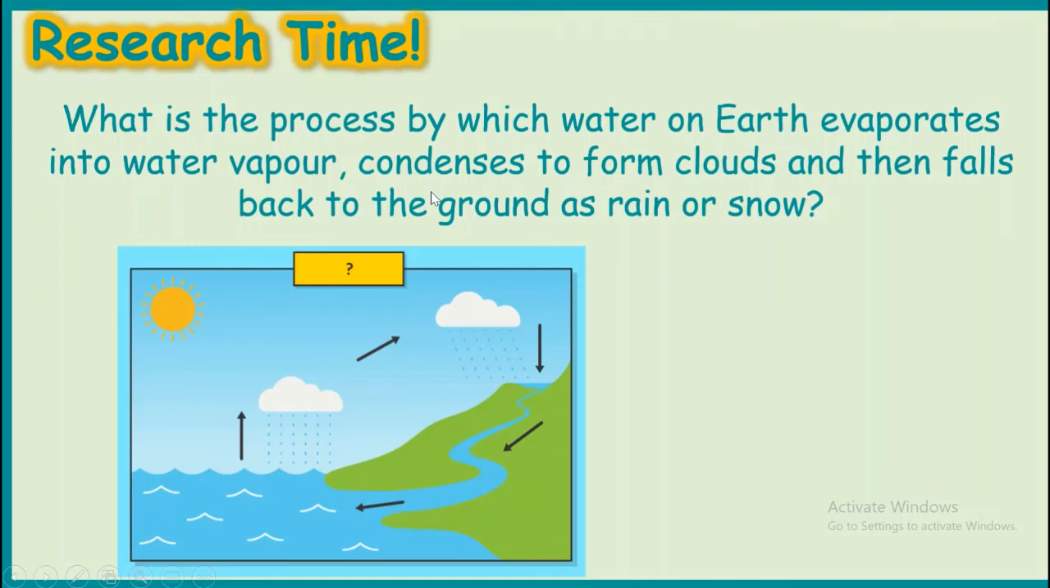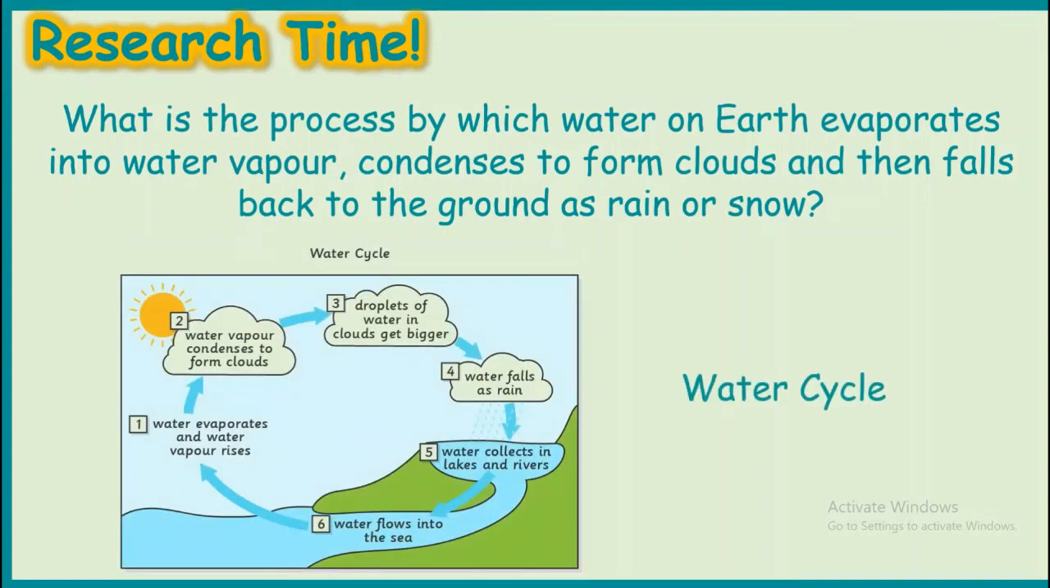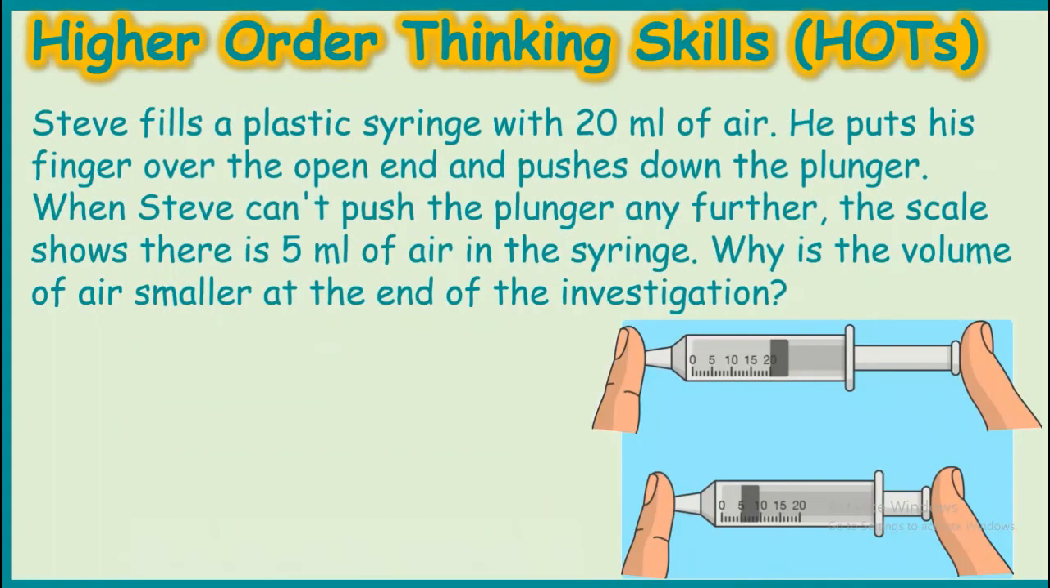Now it's research time. What is the process by which water on Earth evaporates into water vapor, condenses to form clouds and then falls back to the ground as rain or snow? So you have to Google it. It's called the water cycle.